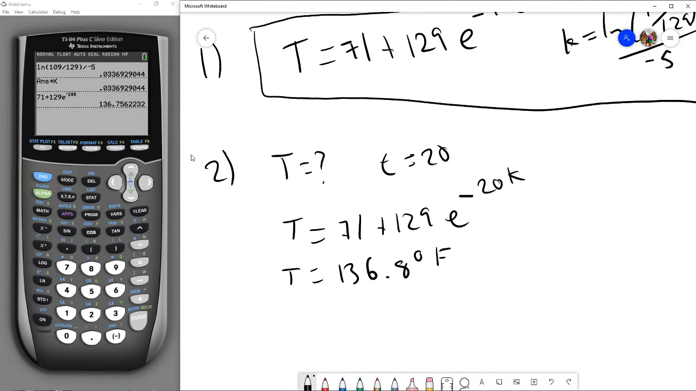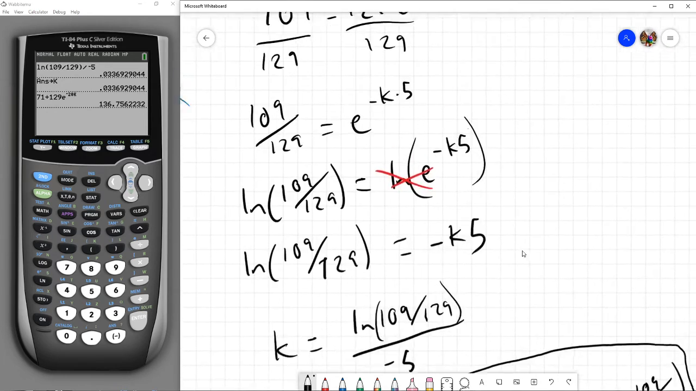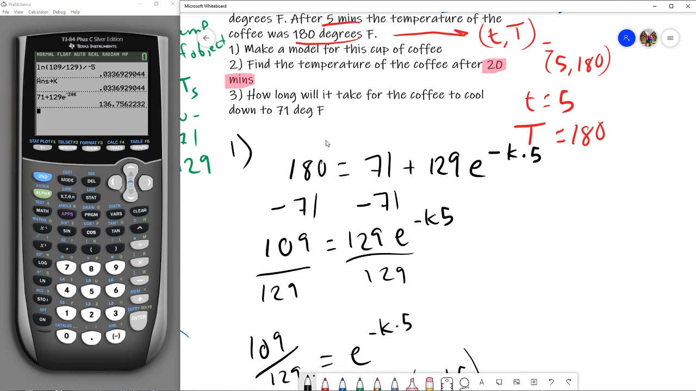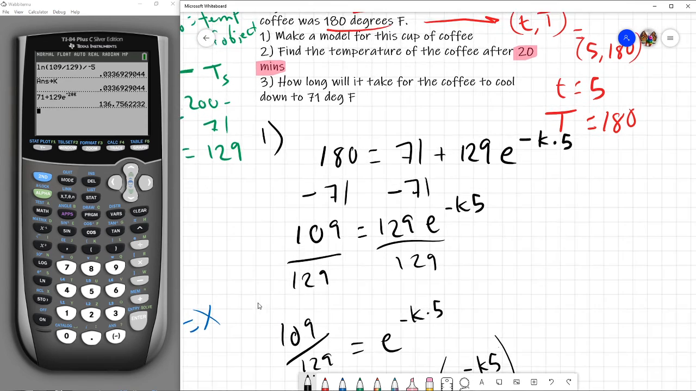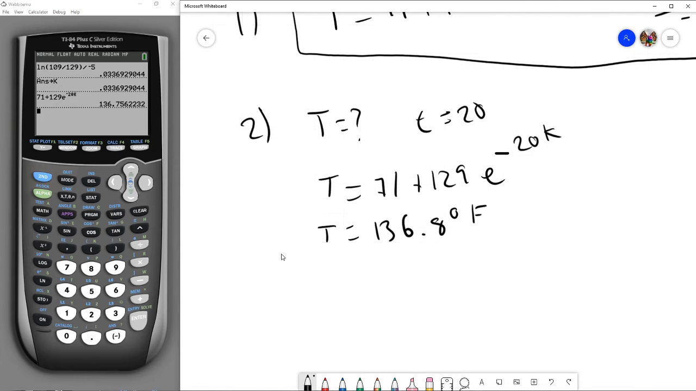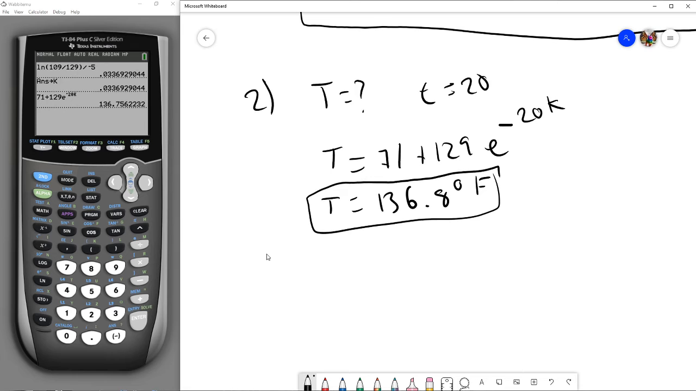Alright. Now, our last question. How long will it take for the coffee to cool down to room temperature? Okay. We should probably box that. So question is, if T is equal to 71, now that I think about it, that's a bad question. Let's make it 72. And then we'll explain why that's a bad question. Okay? So suppose T is 72.